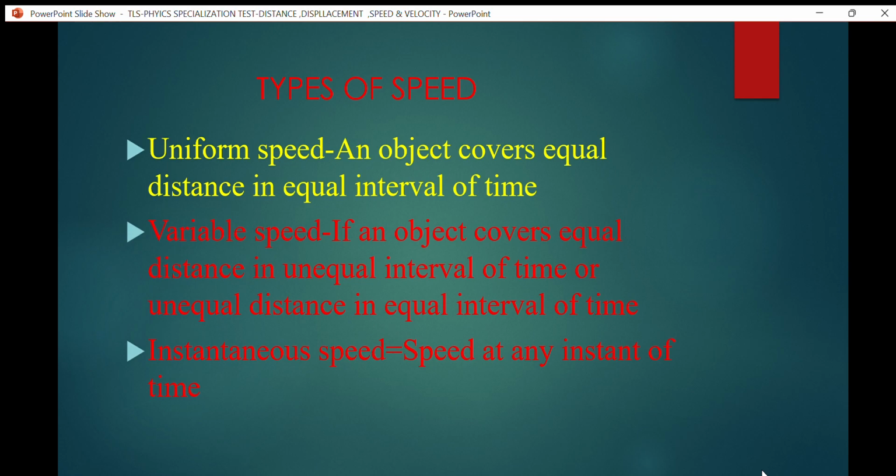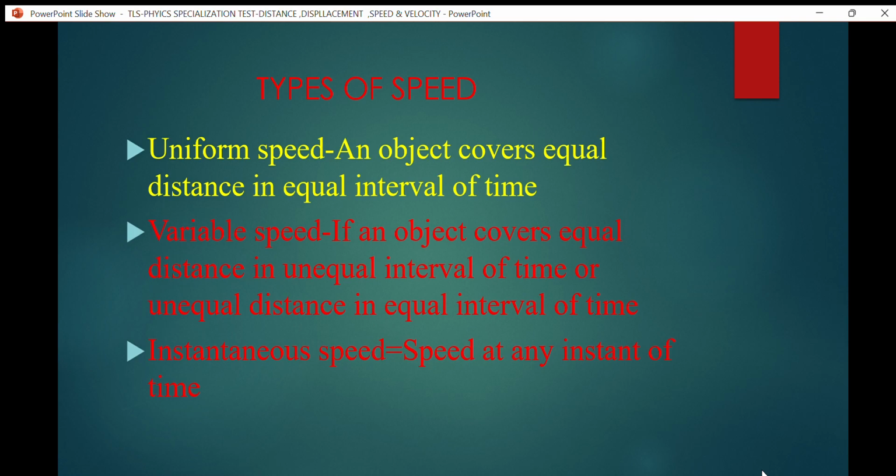Under speed, we can categorize speed into different types. First one is uniform speed. What is the meaning of uniform speed? An object covers equal distances in equal intervals of time. If a body covers equal distance in equal intervals of time, we say the body has uniform speed. For example, it covers 10 meter in the first 1 second, again 10 meter in the next 1 second. If in every second it covers 10 meter, we say the body has uniform speed.